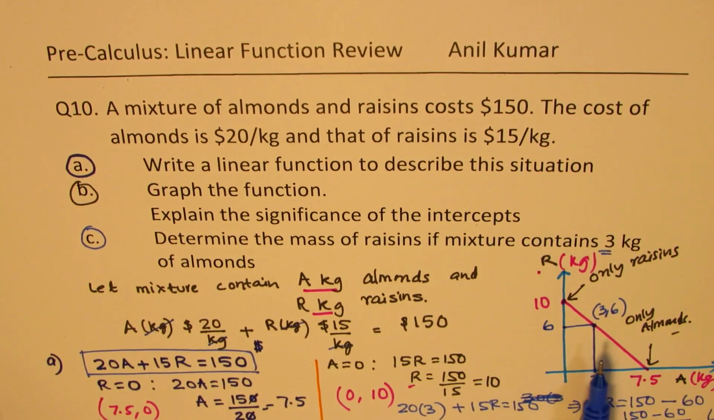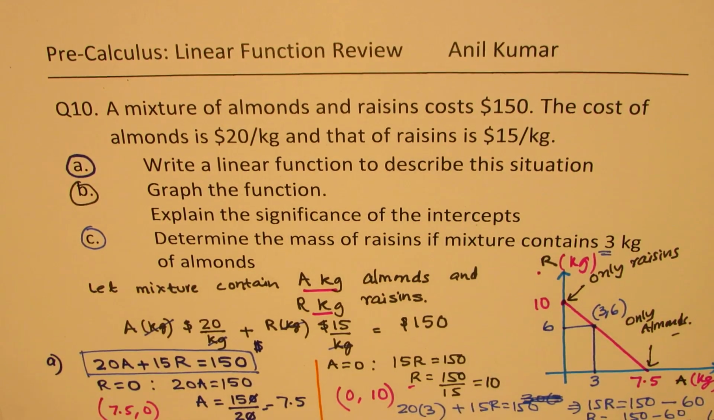That is how, using our function which relates to the given situation, the linear function, we can solve such questions. For any quantity of raisins, we can find almonds. For any quantity of almonds, we can find raisins. So I hope that helps.